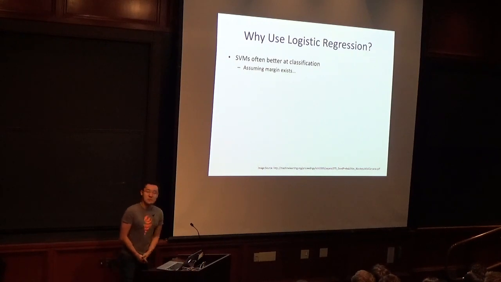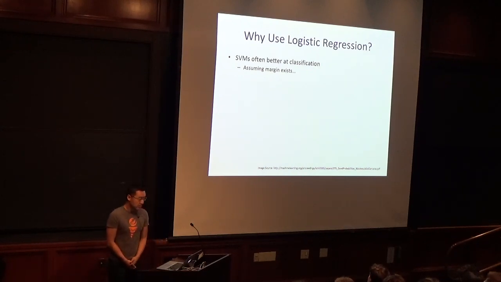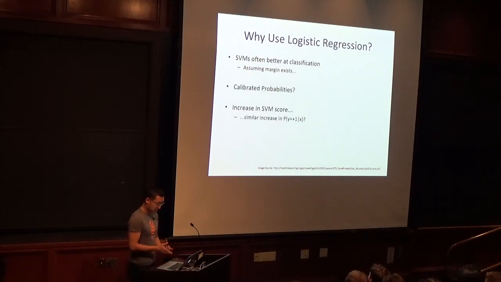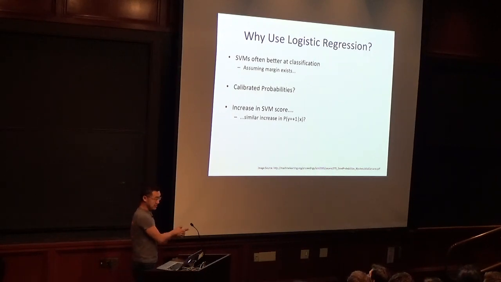Why might we want to use logistic regression? There are a few reasons why one might want to do that. SVMs are often better at classification, assuming a margin exists. But let's say you wanted to predict calibrated probabilities.